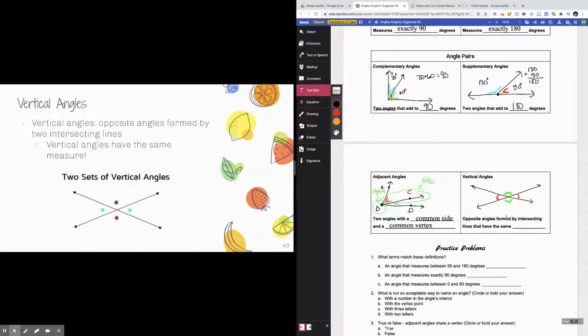So the rule for vertical angles is that opposite angles formed by intersecting lines, that's the definition of vertical angles, have the same measure, or they are congruent. All right, so that is pretty much it for your notes on angles.